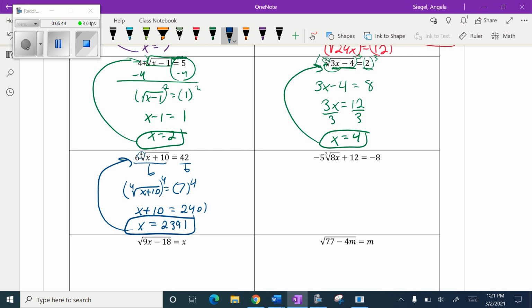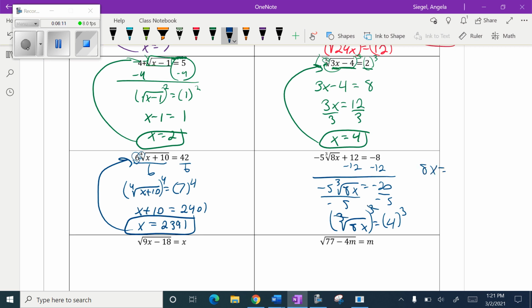And I get 7, and 7 times 6 is 42. I like it. Okay, so now for this one, we're going to subtract 12. Divide by -5. And I get the cubed root of 8x equals 4. So I'm going to take this to the 3rd power. 4 to the 3rd power is 64. So these cancel out. I get 8x equals 64.